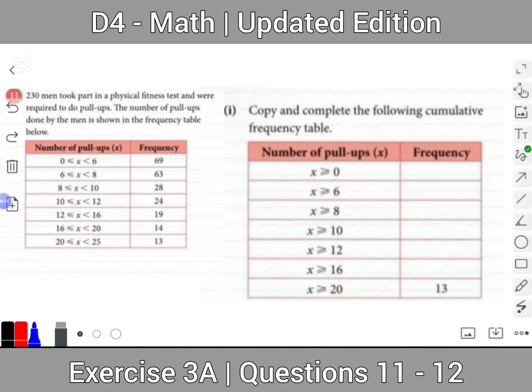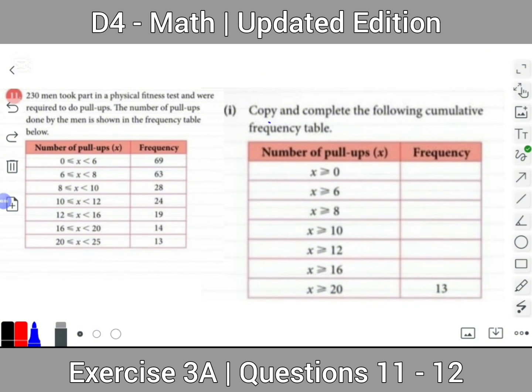done by 230 men. Now this data is divided into class intervals. That means we have grouped data. And there are corresponding frequencies to each class interval. So the first class interval is 0 to 6, the second class interval is 6 to 8, the third class interval is 8 to 10, and so on.